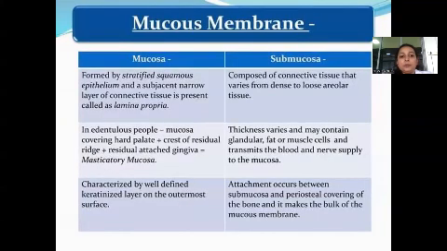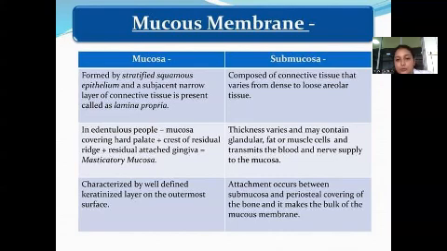We see the mucous membrane. Your mucous membrane is divided into the mucosa and the submucosa. The mucosa is formed by the stratified squamous epithelium and a subsequent narrow layer of the connective tissue, known as the lamina propria. The submucosa is composed of connective tissue that varies from dense to loose areolar tissue. In edentulous patients, the mucosa covering the hard palate and the rest of the residual ridge, plus the residual attached mucosa, is called the masticatory mucosa.